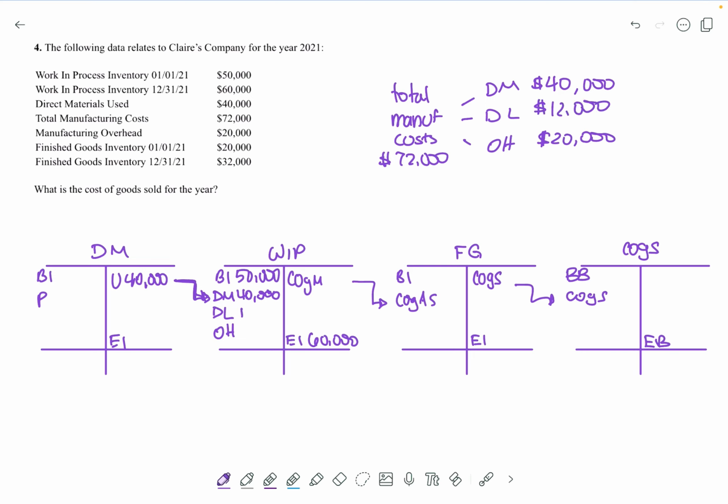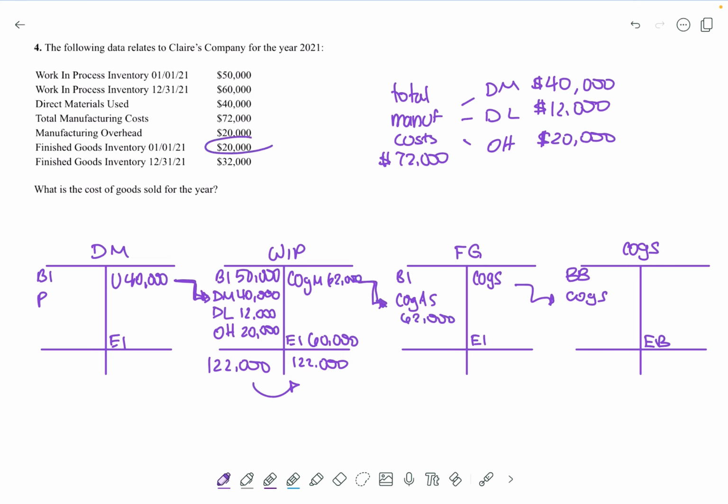So now I know that this is $12,000, this is $20,000, and if I do the math, that's $122,000 when I add up the debits. We know that debits and credits have to balance, so this side has to also be $122,000. Do minus $60,000 to get cost of goods manufactured. So that's $62,000. This number is always this number.